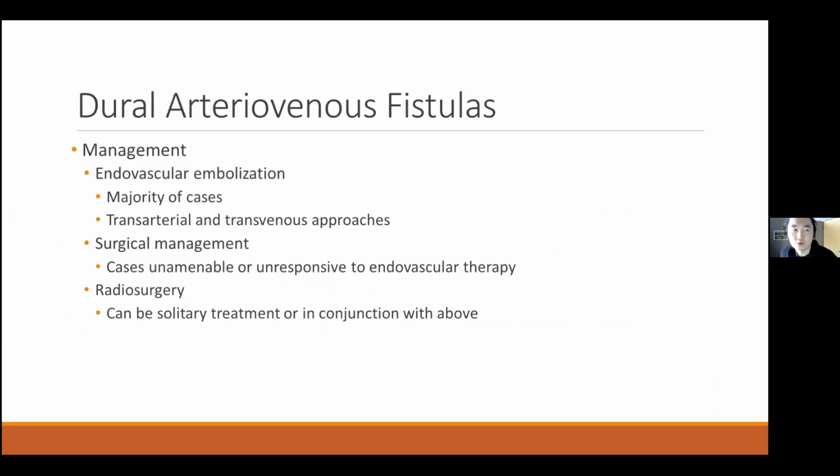Yeah. So in terms of management options, low risk ones lend themselves to conservative management, but if an intervention is needed, most cases can be addressed by endovascular embolization. So while surgical and radiosurgical approaches may play a more adjunctive role, it's really going to be endovascular, and it's kind of the opposite of AVMs. Endovascular approaches can be done transarterially or transvenously, but the other two can play an adjunctive role or be employed if endovascular approaches don't work out, basically.